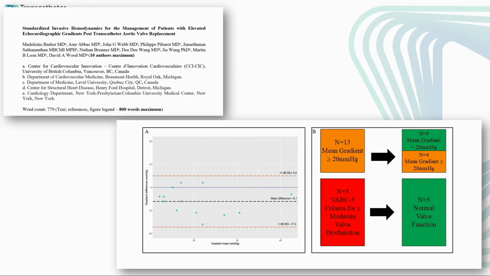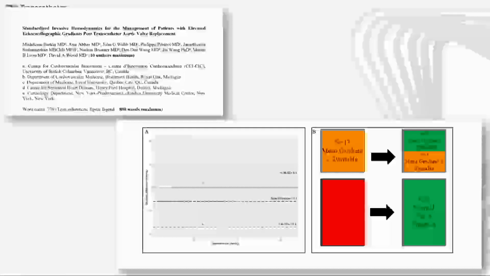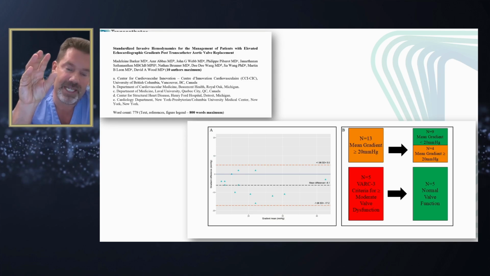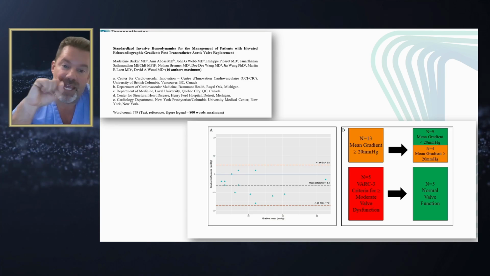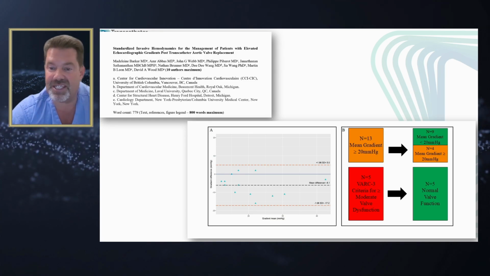All of them with a gradient over 20. You can see in the 13 with a gradient over 20, most are reclassified below 20. But I think the most important part here, for the 5 patients that actually met VARC3 criteria for hemodynamic valve dysfunction, all 5 could be reclassified if you substitute an invasive gradient versus the echo-derived gradient. We can talk about that in the discussion if there's time.